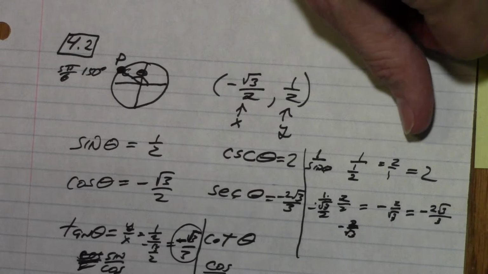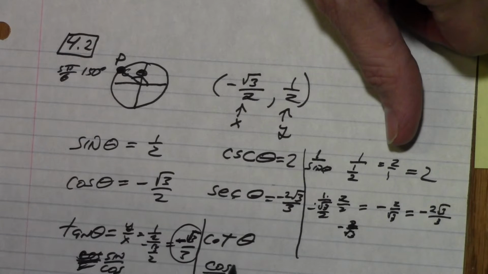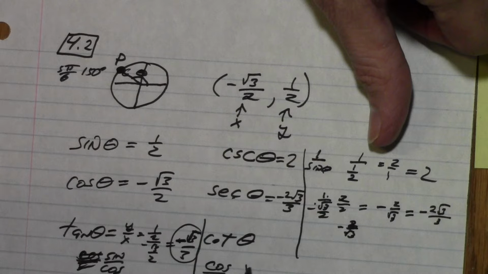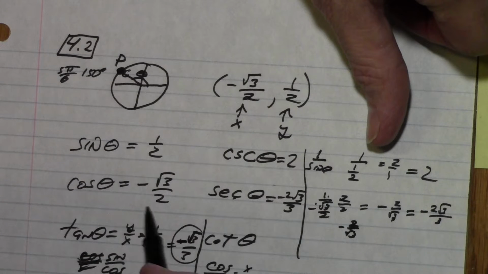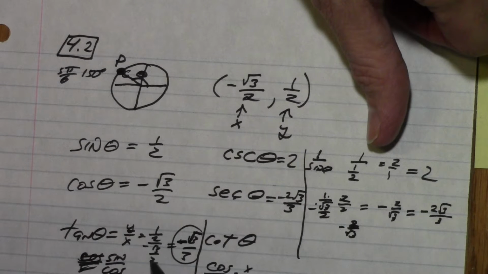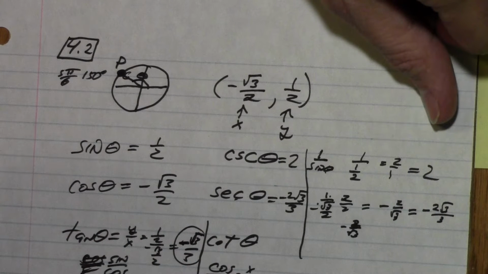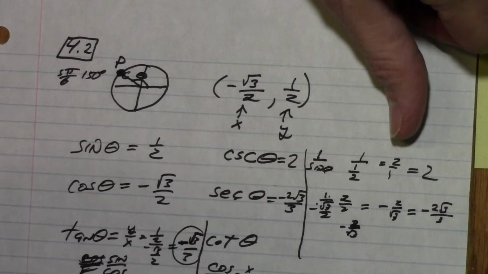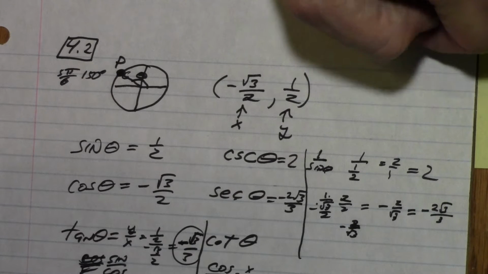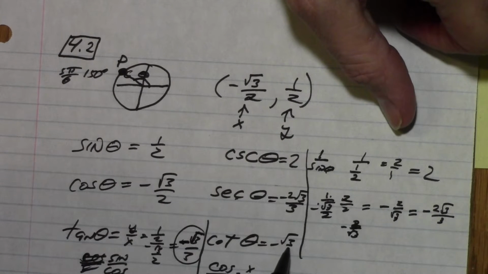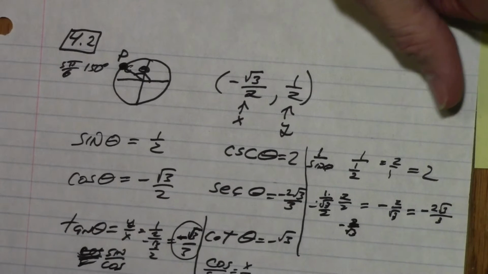Cotangent theta, well, we have two choices. We can figure that out as cosine over sine, which is x over y. And so I could do negative root 3 over 2 divided by 1/2. I can also go back to the tangent and just do the reciprocal of it, and I'm going to get negative root 3 over 1, which is just negative root 3.